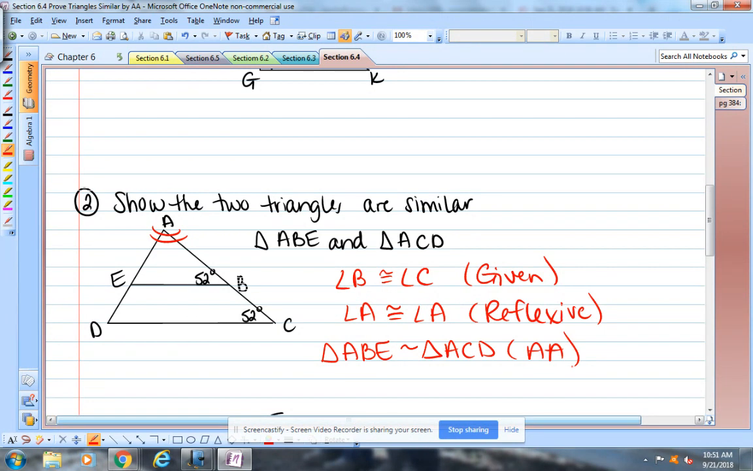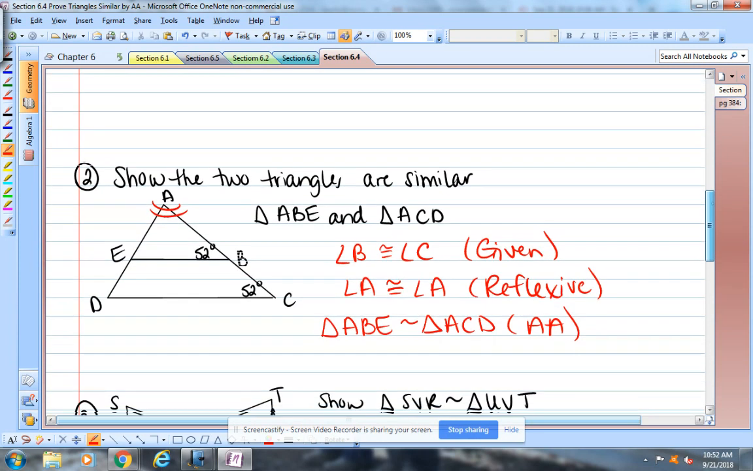So when it says show, that's kind of like an informal proof. If you want to go ahead and make it a formal proof, we could have absolutely done that because we have our statements and our reasons. Okay? So if you're trying to show they're similar, all you have to do is show me that two angles are congruent. Then you can say they're similar by angle-angle. Boom.